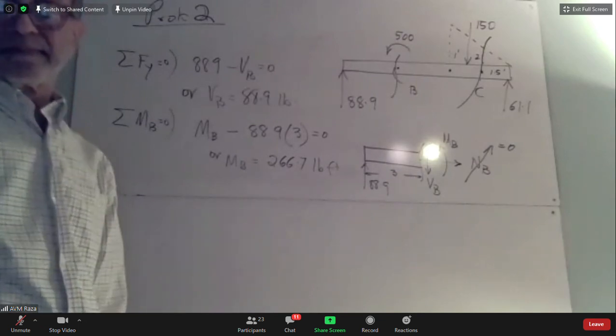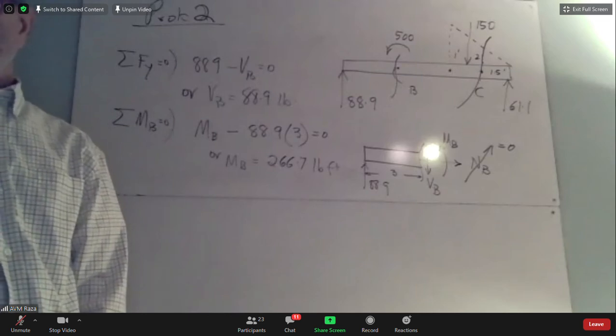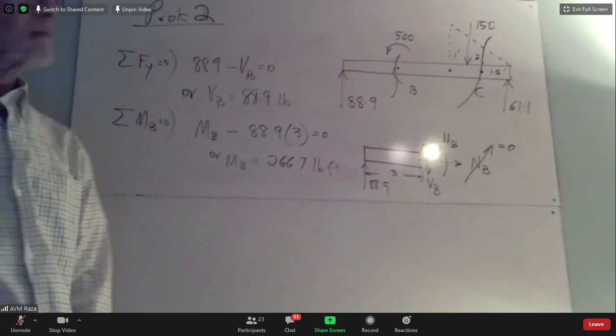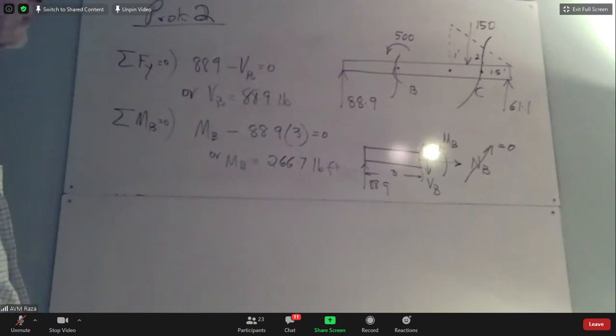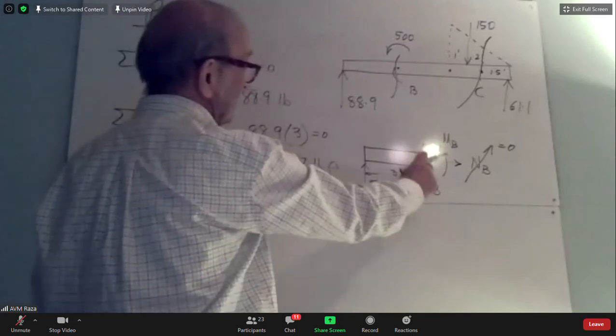Dr. Braza, I have a question real quick. Yeah. So based off our VB, our direction is placed downwards and we get a positive number. Does that mean that we have 88.9 pounds going downwards or 88.9 pounds going upwards? No, going downwards. Okay, I was just clarifying. Yeah, it's positive with respect to this diagram.